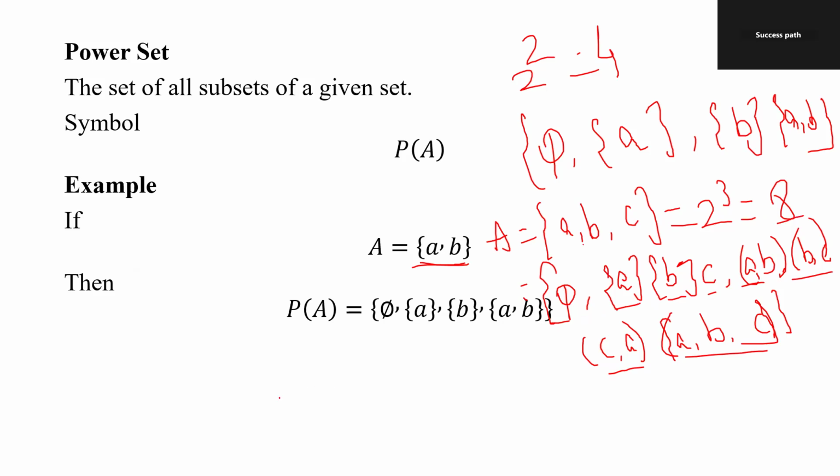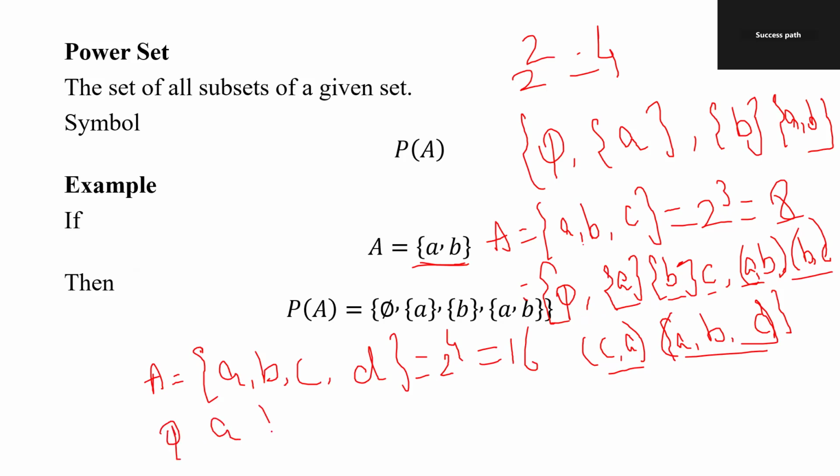Totally 8 elements. For example, I'm not going to write it in full, I'm just telling you: A comma B comma C comma D. What will happen? This has 4 elements, so 2 power 4 equals 16 elements in total. So the empty set, A, B, C, D, and A comma B, B comma C, like this we get 16 elements. First the empty set, then single elements, doubles, triples and the 4-element set. This is the way we calculate the power set.